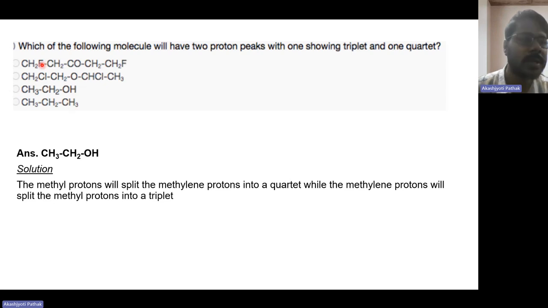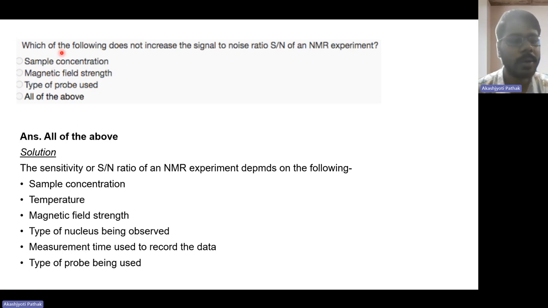Okay, but if you apply the N plus one rule, you will see that now triplet and quartet you will not get. For CH3CH2CH3, you will get only how many peaks? You will get only 2 peaks, right? One for this methylene group, and one for the methyl protons, and these are equivalent. So if you draw the symmetry, the line of symmetry will pass through this CH2, and these CH3 protons are equivalent to this CH3 proton. So in a low resolution spectrometer, you will observe only 2 peaks, and there will be no peak splitting. Okay. Similarly, you can apply the N plus one rule, and you can see what you will get. Now, the question: which of the following does not increase the signal to noise ratio of an NMR experiment?